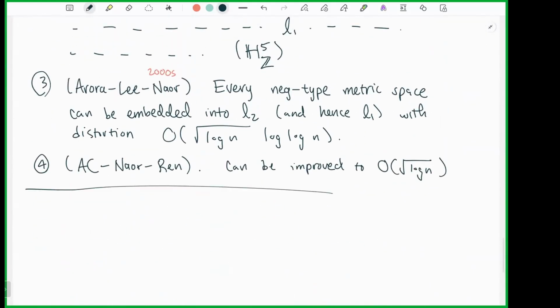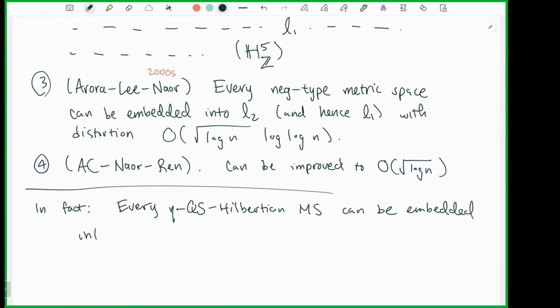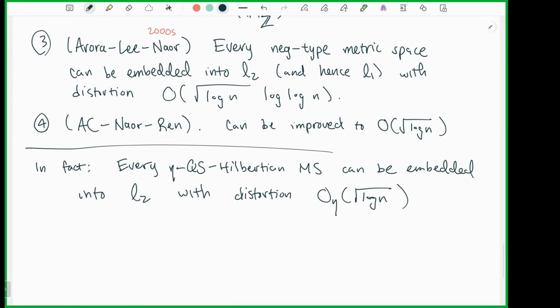So in fact, every quasi-symmetrically Hilbertian metric space, with some modulus eta, can be embedded into L2 with the same distortion, root log n, where now the constant depends on this modulus eta. So what does this mean?